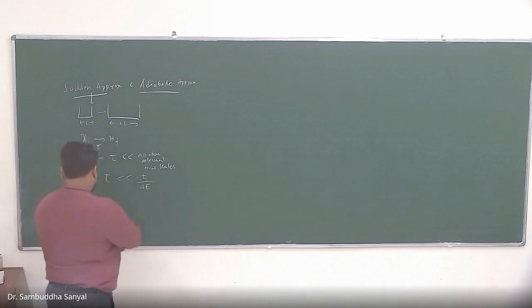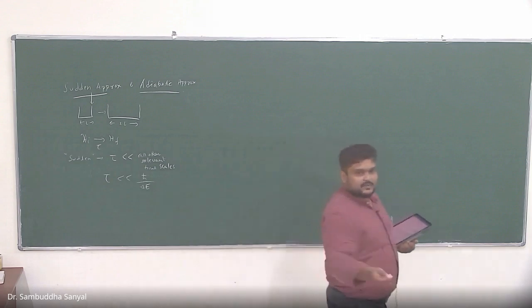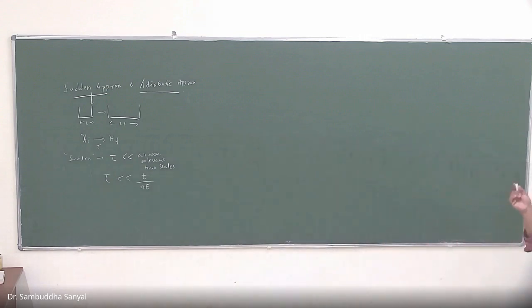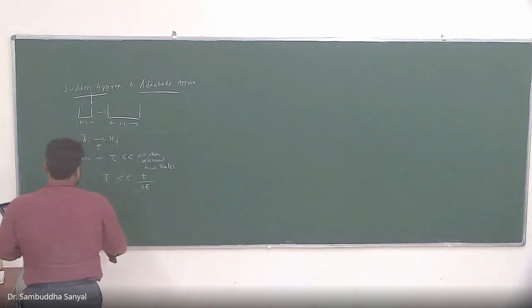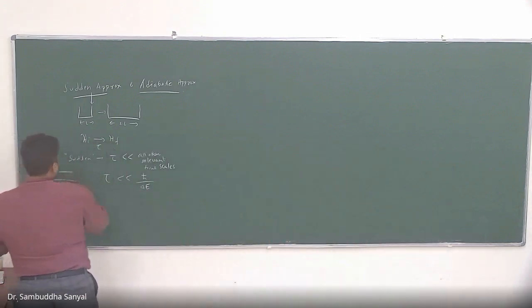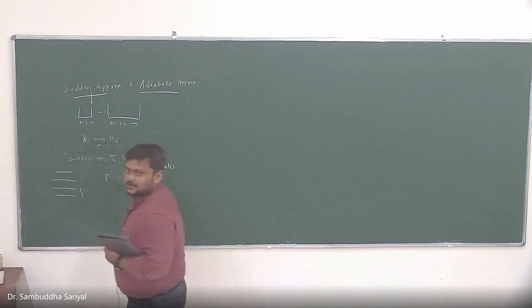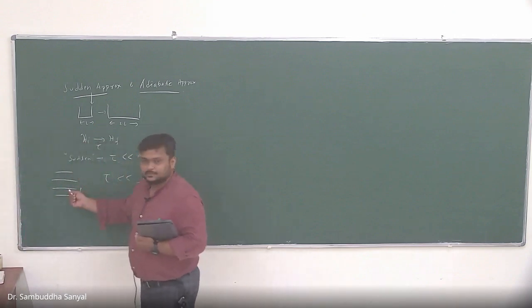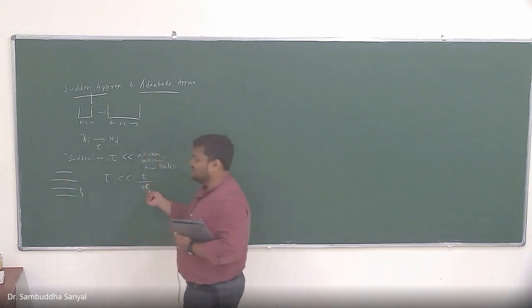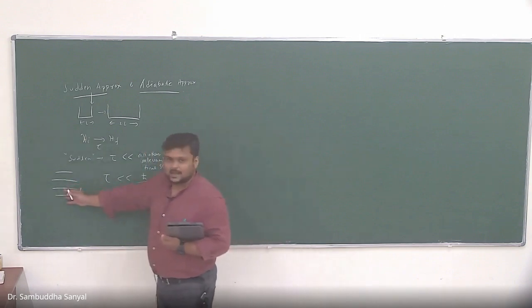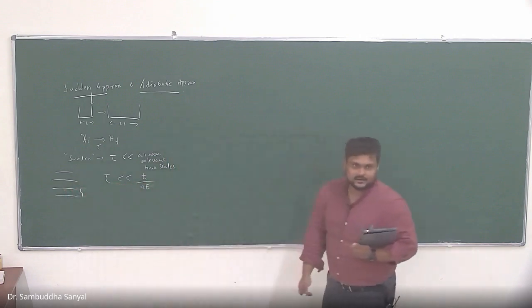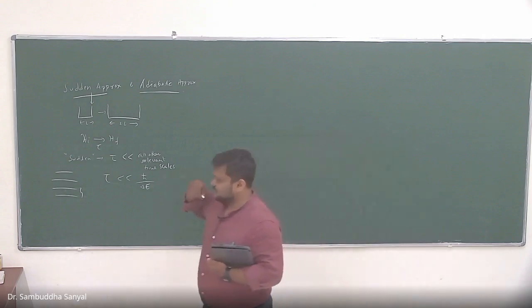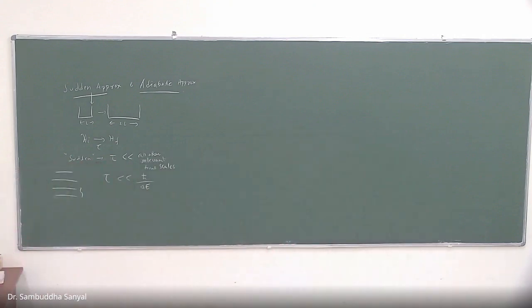Delta E is the energy gap between two levels, the average energy gap, or if you are interested in a particular energy sector, the gap between two particular levels. For example, take the particle in a box problem, and I'm interested in this energy scale. The time scale corresponding to these two energy levels is basically h bar by delta E, where delta E is the gap between these two levels, and tau is much smaller than that. When the time over which you made the change is much smaller than this time scale, then you call it sudden.